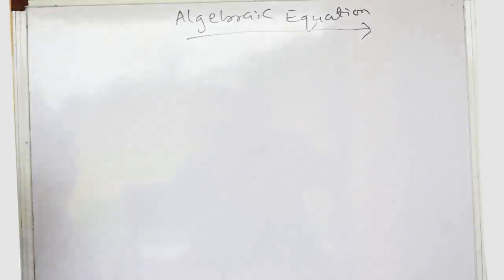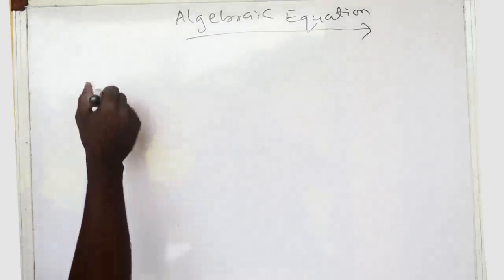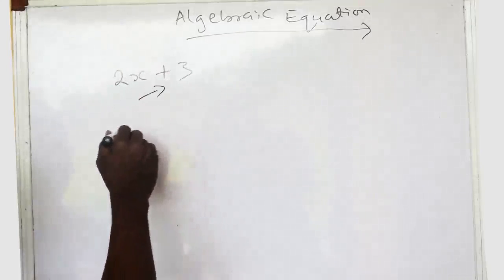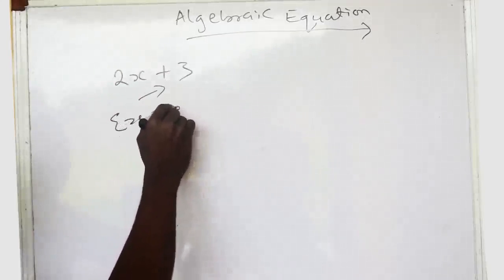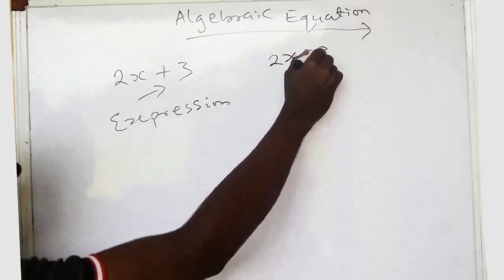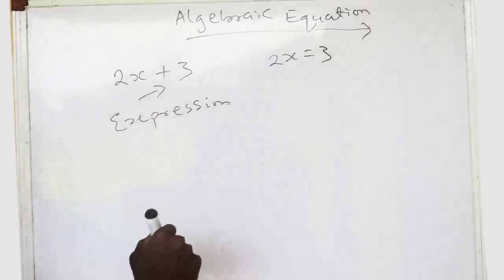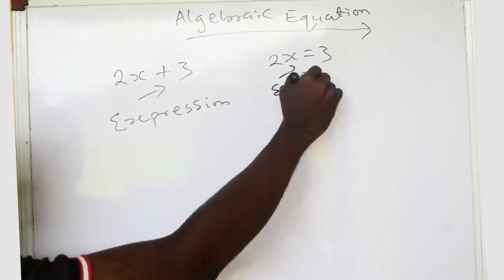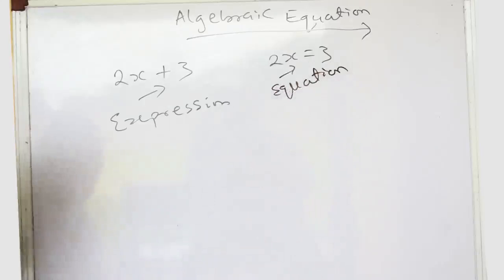Okay, this is an algebraic equation. Let me also highlight what I explained last time between expression and equation. I told you that an expression doesn't have an equality sign. If I write 2x plus 3, this is an algebraic expression, whereas if I write 2x is equal to 3, this is an equation. You can call it an algebraic equation. There is virtually no big deal to this.